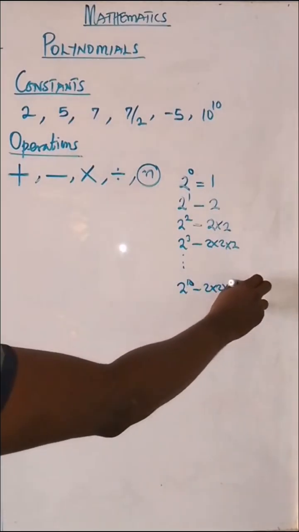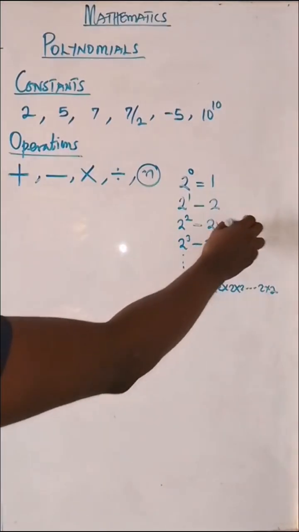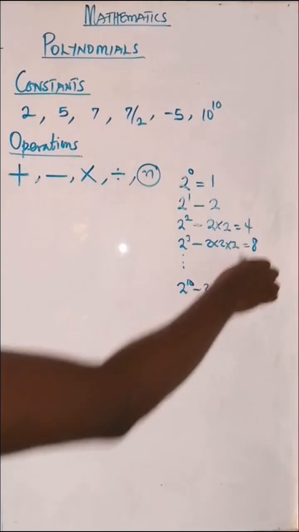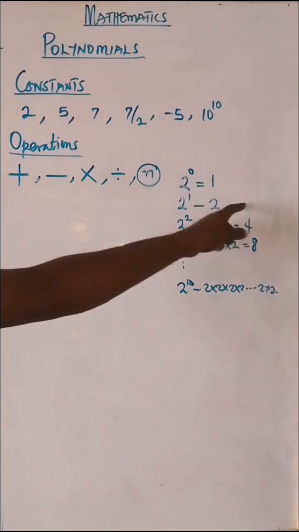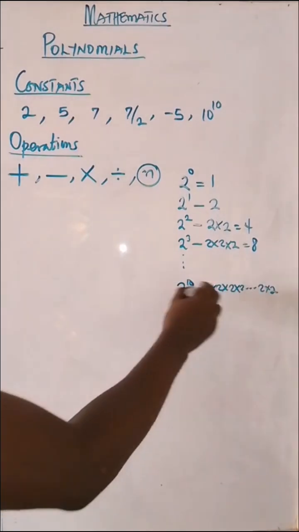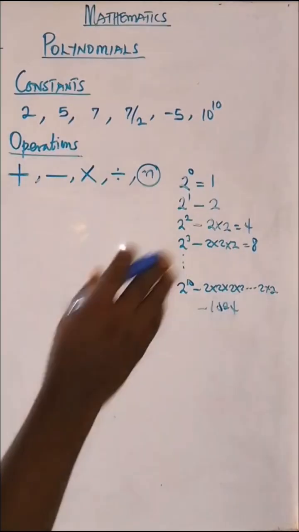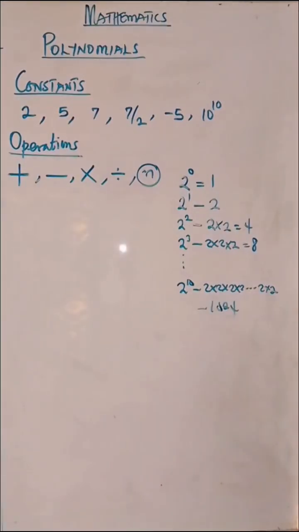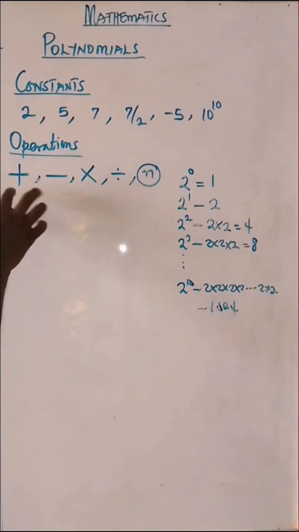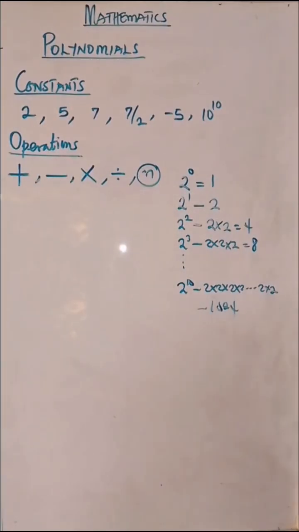2 times 2 is 4. Next is 8, like that. So we have 1, 2, 4, 8, 16, 32, 64 until we get to, I think, 2 raised to power 10, which should be 1, 0, 2, 4. So these are powers of numbers, which you should know normally. But what I want us to do now is basically we should know how to add, multiply, divide numbers.